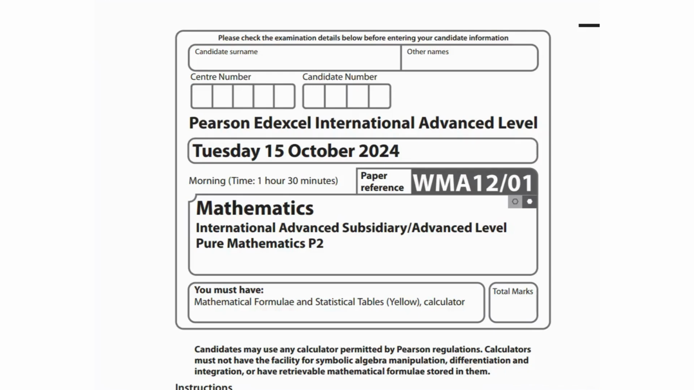Today we're going to do Pearson Edexcel International Advanced Level Maths. This is going to be Pure Maths P2 for October 2024.